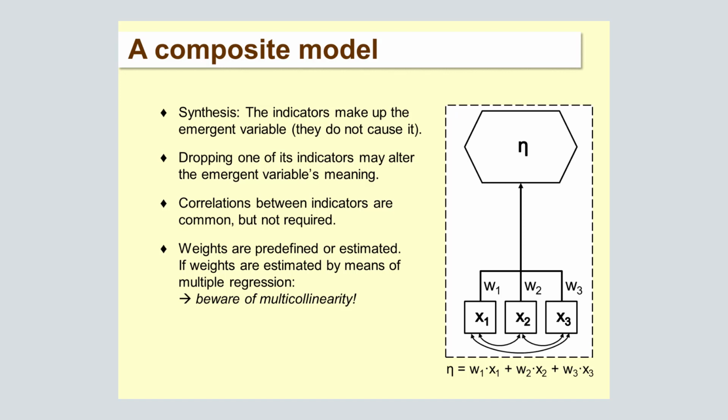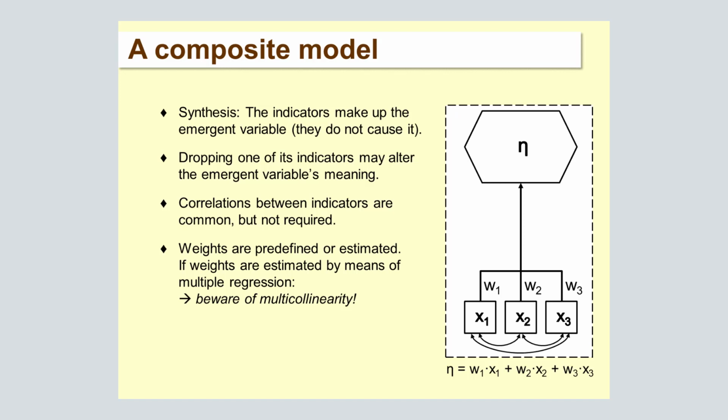The observed variables can be correlated, and that's why these covariances are drawn in the picture on the right. However, they are not required, so there don't have to be correlations or covariances between the observed variables. They can be zero. The weights W1 to W3 are typically estimated, but they can also be predefined or preset by the researcher based on prior knowledge or expertise.